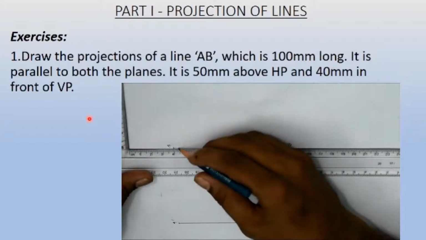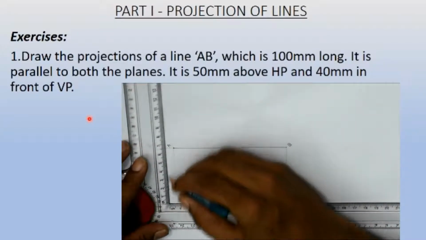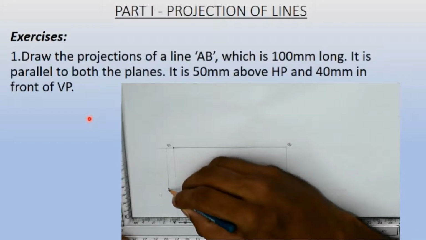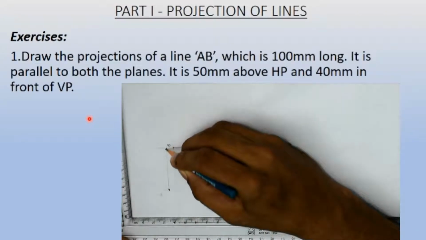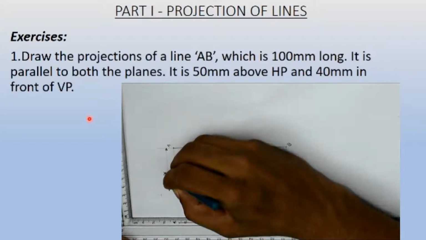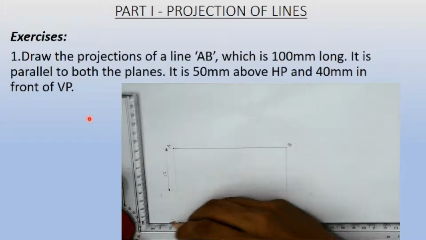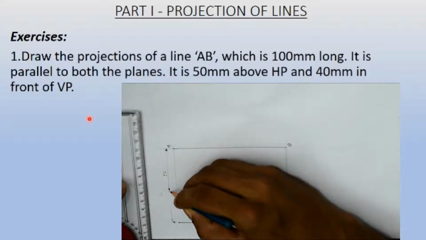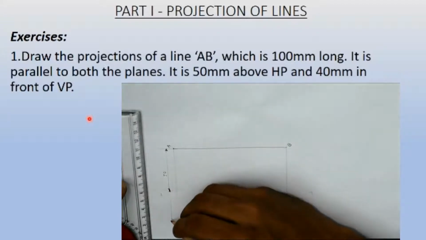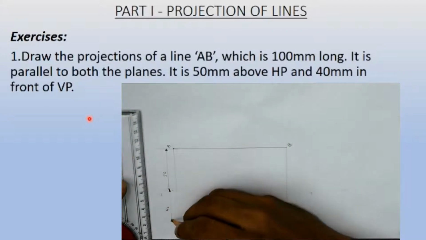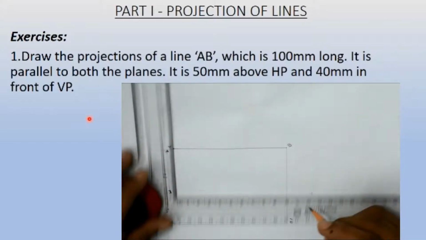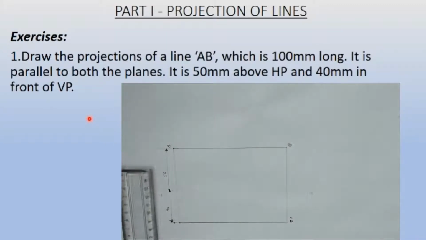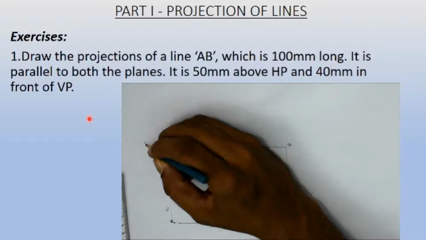You can just give the dimensions if you want. This is 50. This is 40. The length of the line is 100. So exercise number 1 is completed.